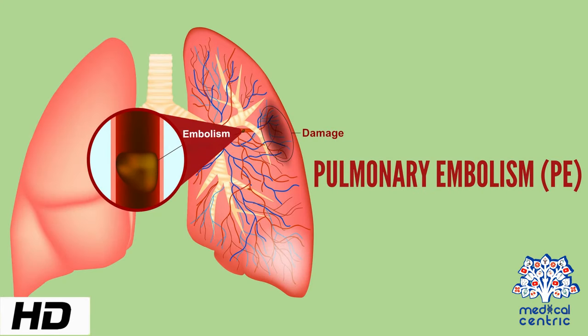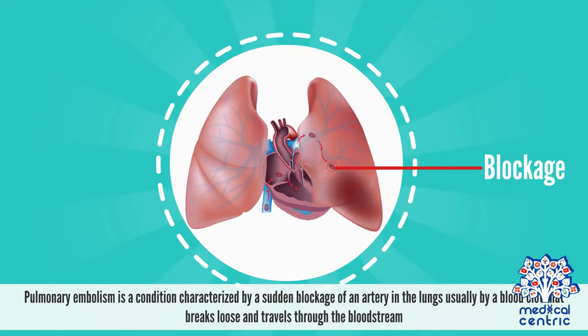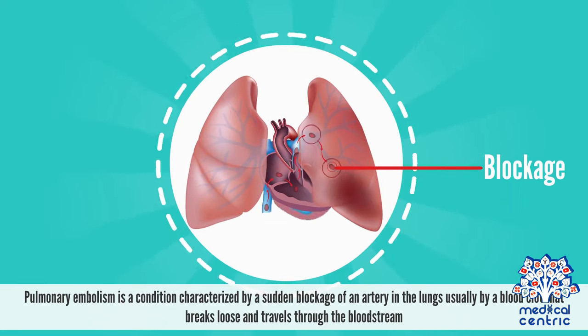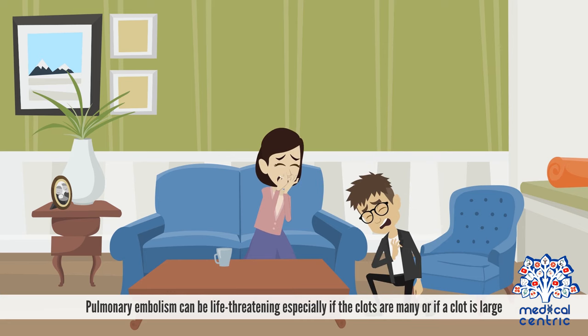Today's topic is pulmonary embolism, or PE. Pulmonary embolism is a condition characterized by a sudden blockage of an artery in the lungs, usually by a blood clot that breaks loose and travels through the bloodstream. Pulmonary embolism can be life-threatening, especially if the clots are many or if a clot is large.